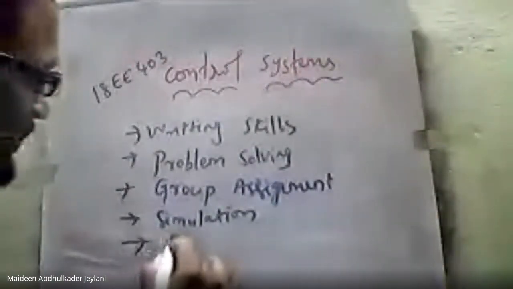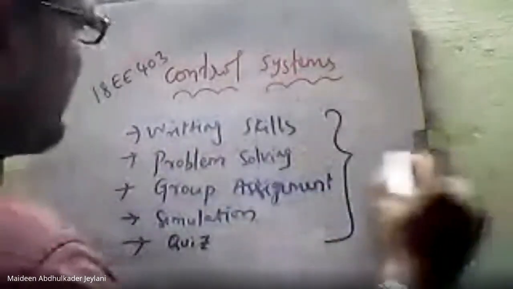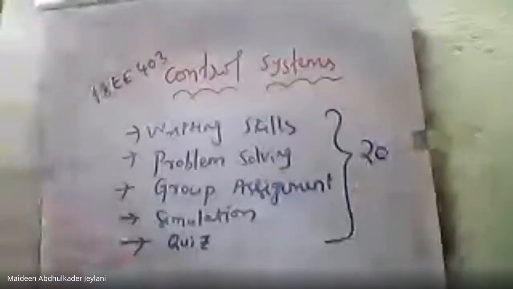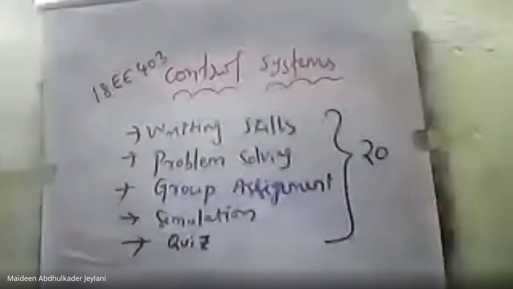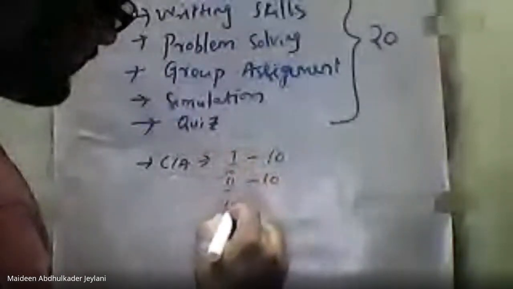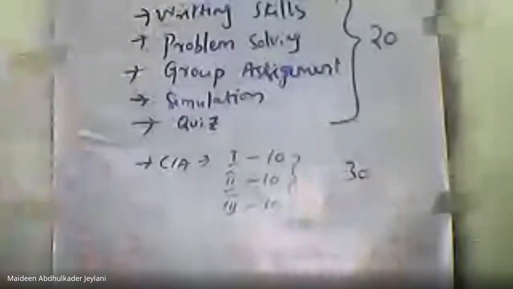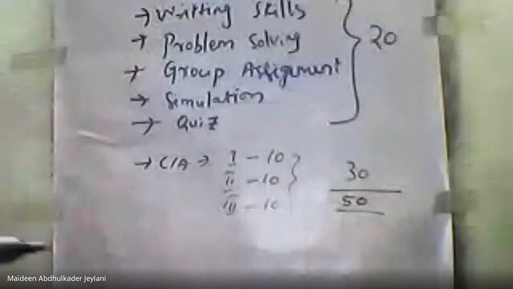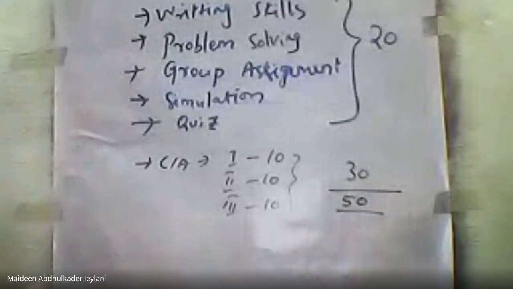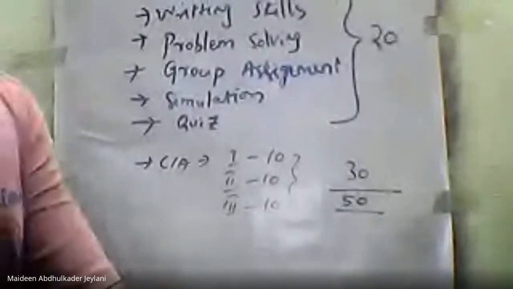Clear? And the last one is queues. Clear? All these 5 components will contain 20 marks. Clear? So other than this, you will have CIAs. CA1 10 marks, CA2 10 marks and CA3 10 marks, totally 30 marks for your continuous internal assessment. So you'll have your internal marks 50 marks. The rest of the 50 marks you will get from your external examination, the final exam.